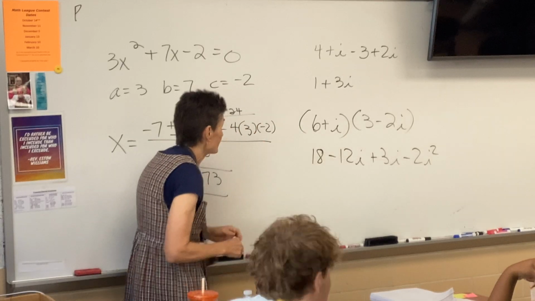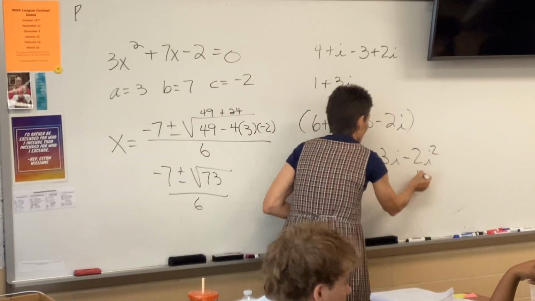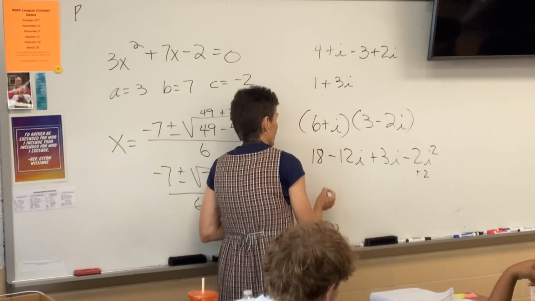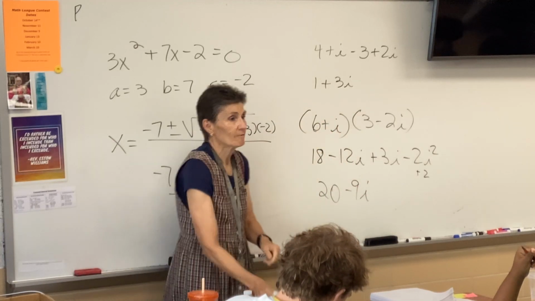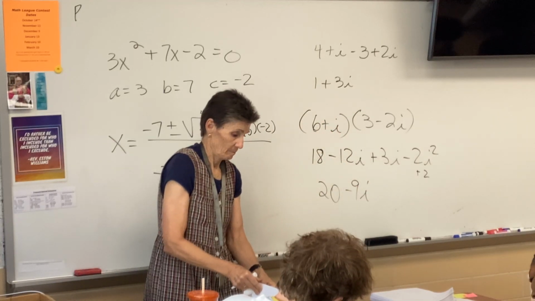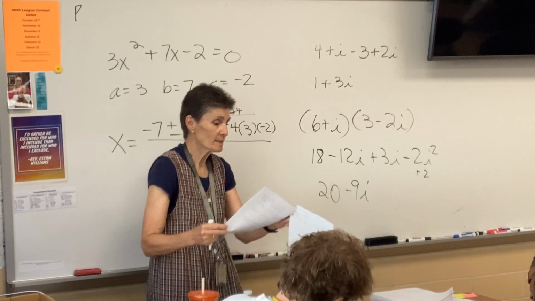All right. Did you notice this makes a +2? Yeah. So 20 minus 9i should have been your final answer. All right, page 1 is done.